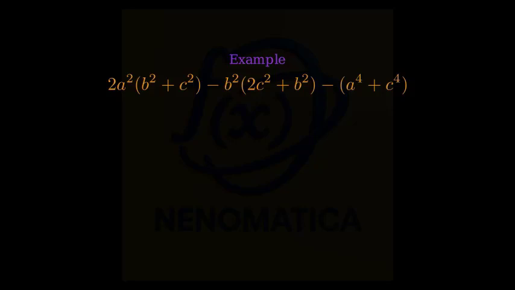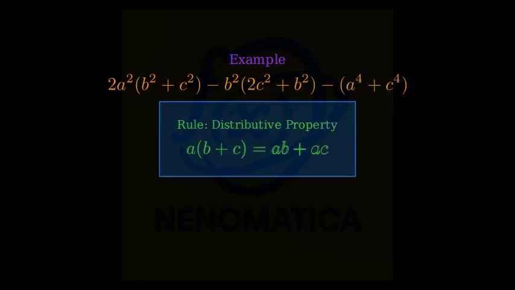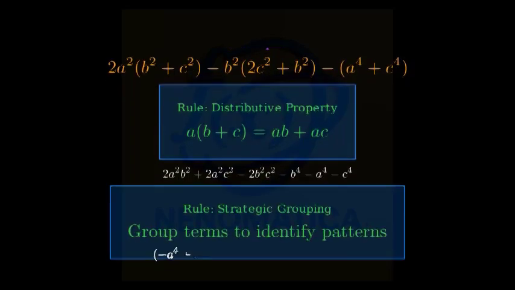The first step is to expand all the products in our expression. Let's apply the distributive property to each term. For the second step, we'll group the first 3 terms with negative a to the fourth and negative b to the fourth. This strategic grouping will help us recognize a pattern that can be factored.